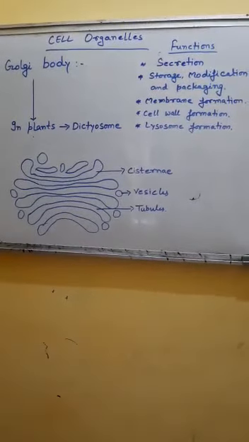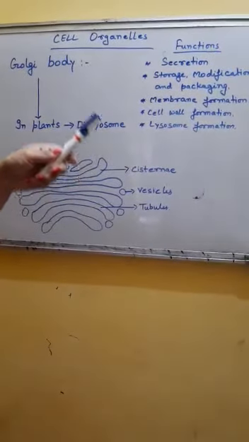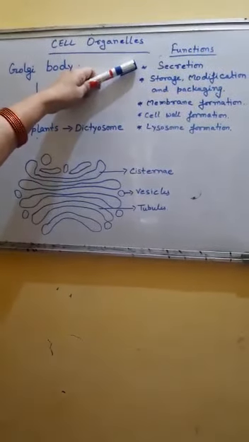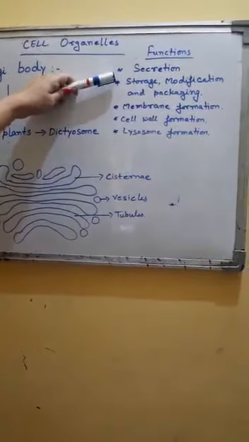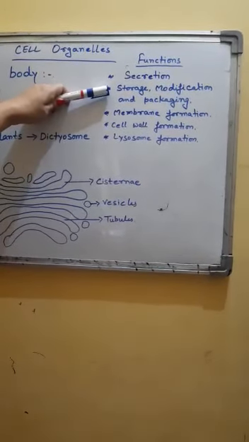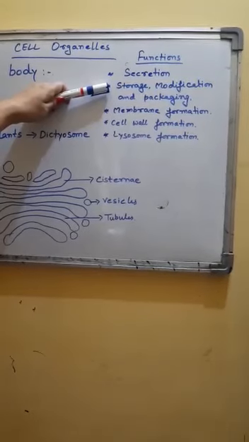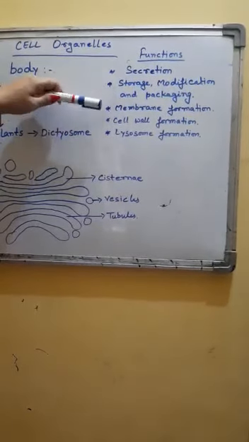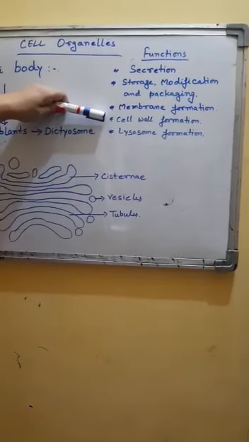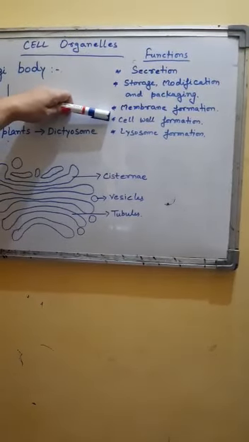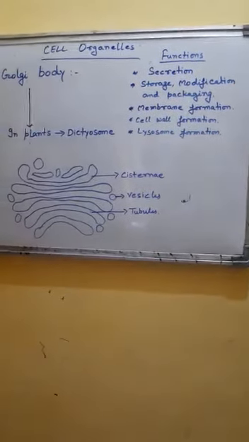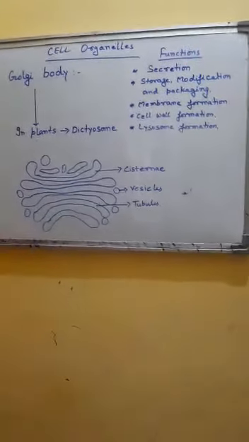So following are the functions of Golgi complex: secretion of substances produced by endoplasmic reticulum, storage, modification and packaging of substances produced by endoplasmic reticulum, cell membrane formation, cell wall formation in plant cells and lysosome formation. So this is about Golgi complex.